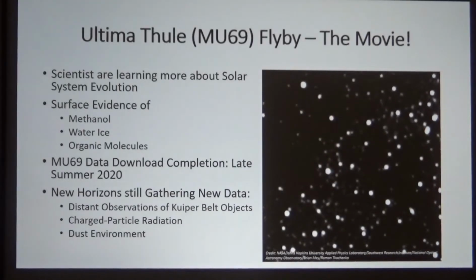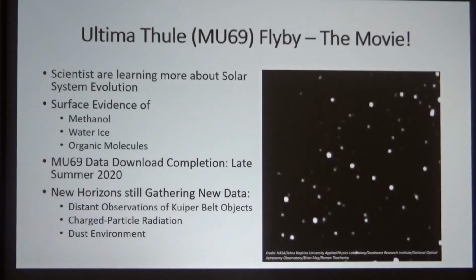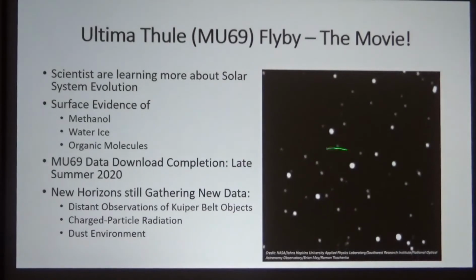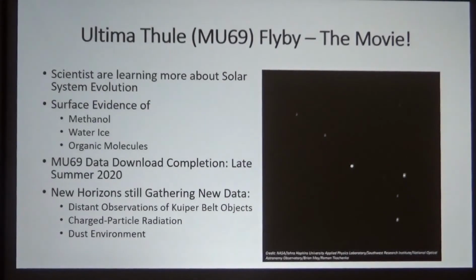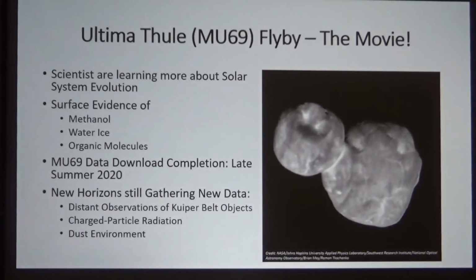It's a flyby, so you can see stars and apparently other Kuiper belt objects. You'll see it fly in, focused on Ultima Thule, and then you'll see it fly by and recede. It's a composite of images that they've put together, so it's pretty cool. Scientists are learning a lot more about solar system evolution from this.